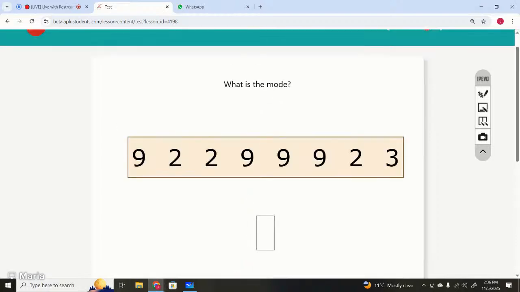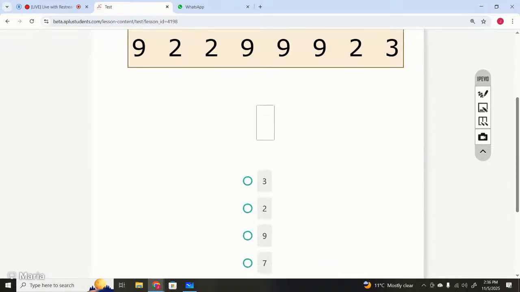What is the mode? Mode is the number that appears the most of the time in the given data. Nine is the number that appears the most, so the mode is 9.